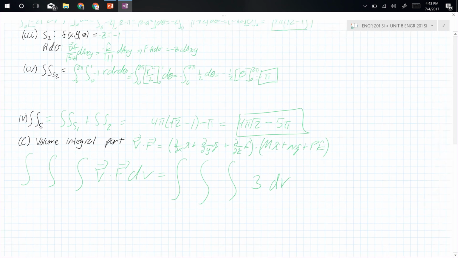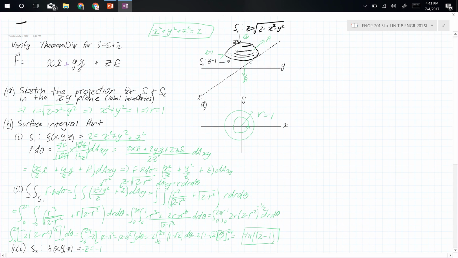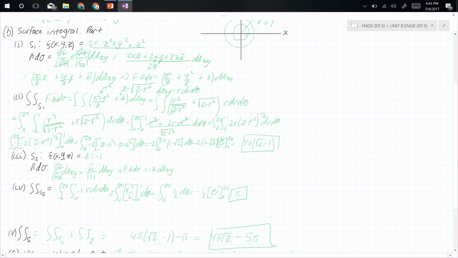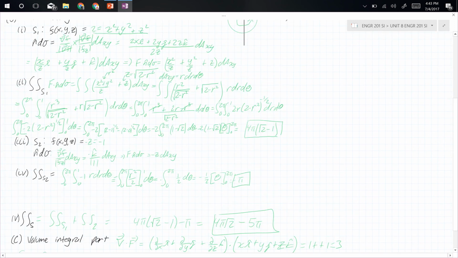I'm going to show you all, just so no one gets confused on where I got this 3. So you take the partial with respect to x, so that would just be 1 plus 1 plus 1, which equals 3. So now we have to figure out what to do for our dV.